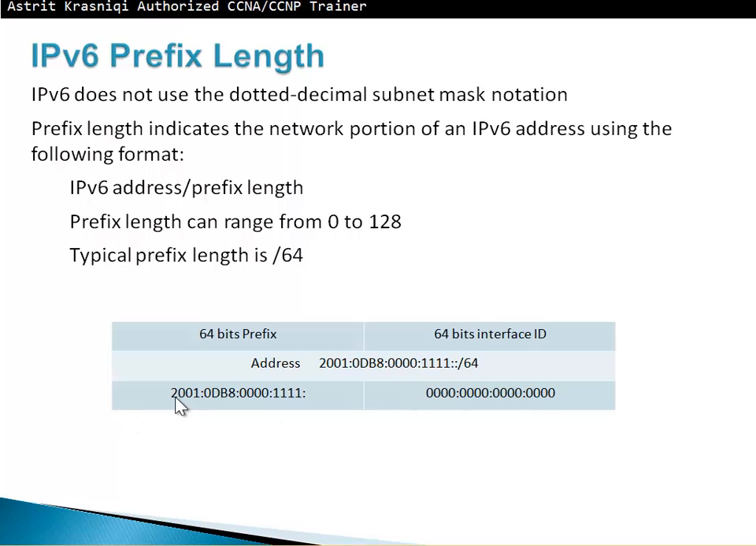Why 64 bits? Because this number 2 is 4 bits. So 4 and 4 is 8, 4 is 12, and 4 is 16. So this hextet is 16 bits. Plus 16 is 32, plus 16 is 48, plus 16 is 64. So these are the 64 bits for the prefix that we're using, and the rest, 64 bits, are for the interface ID.